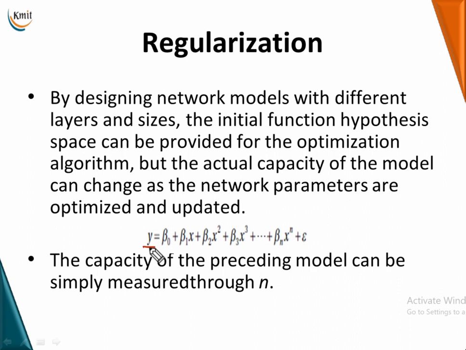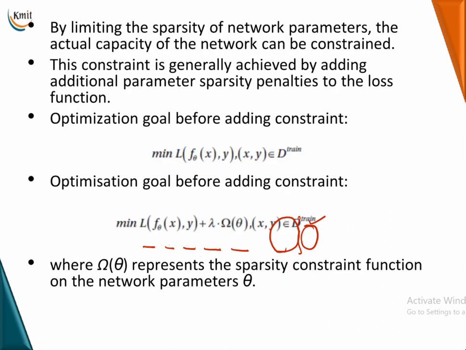So you have y equals beta naught plus beta 1 x plus beta 2 x square, and so on. You can see that as the power of n increases, the capacity of your model increases, and apart from this you also have some observation errors, epsilon. Correct? So that's the mathematical representation that you have now expressed in terms of your outputs and inputs.